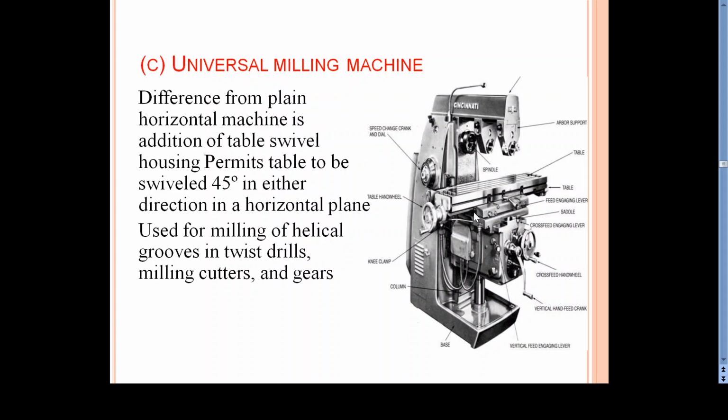So the table can swivel on the housing in the horizontal plane. So this is the horizontal plane. In the horizontal plane, you can turn or swivel the table up to 45 degrees. Sometimes it is required for machining inclined surfaces.